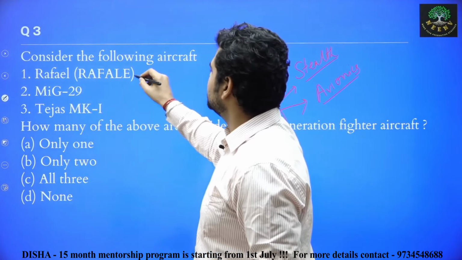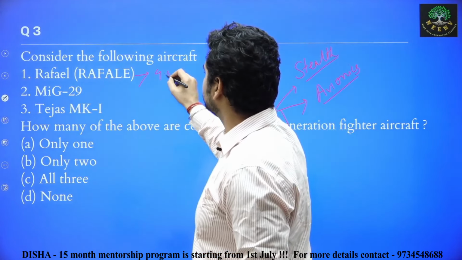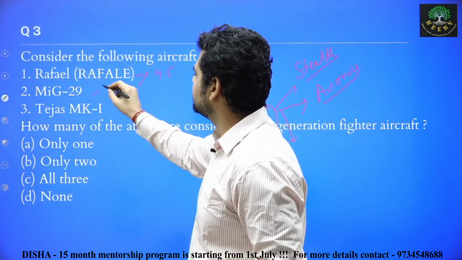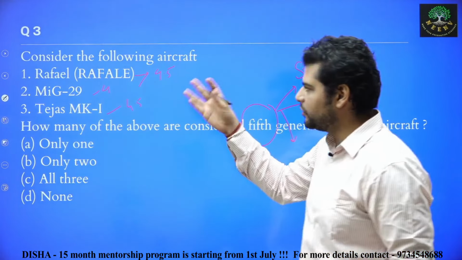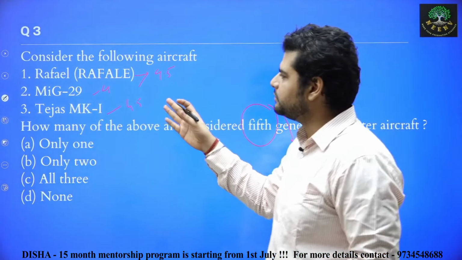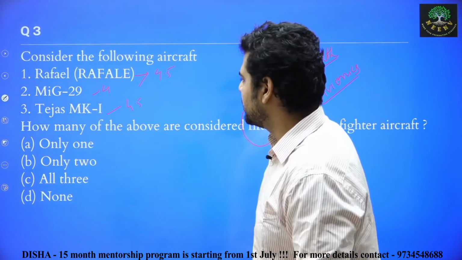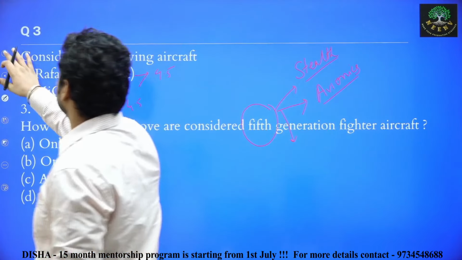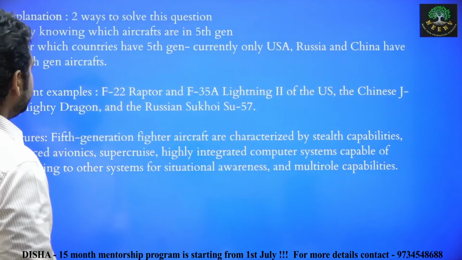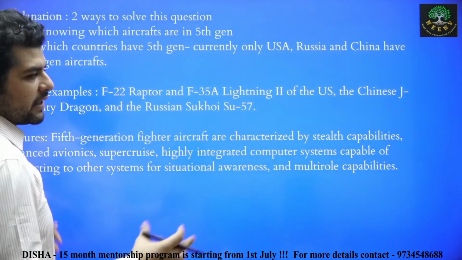Anyways, so this is 4.5 generation. This is 4th generation. This is 4.5th generation, right? Rafale, as we know, is from France. MiG is Russian. Tejas is our own, right? So I have explained everything that is present over here. Yes, let us look at the planes or fighter aircrafts that are available right now.